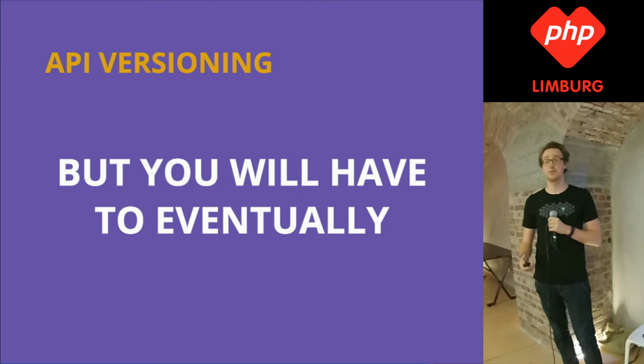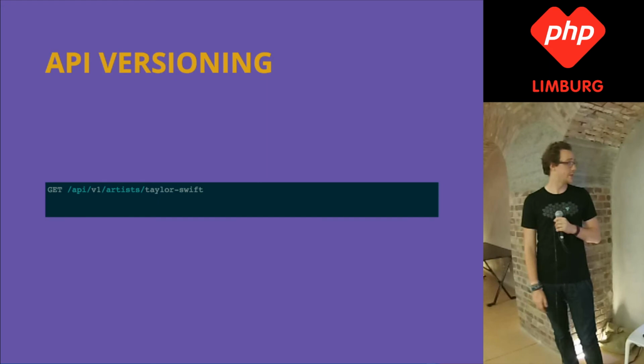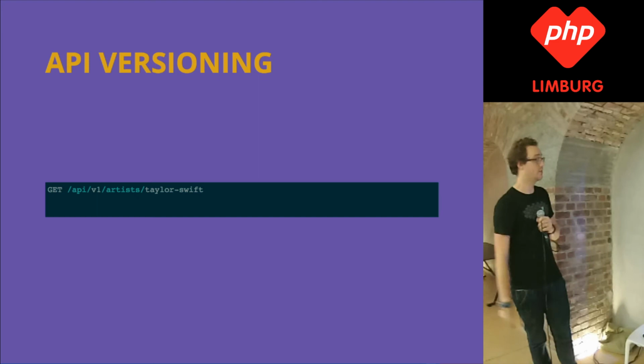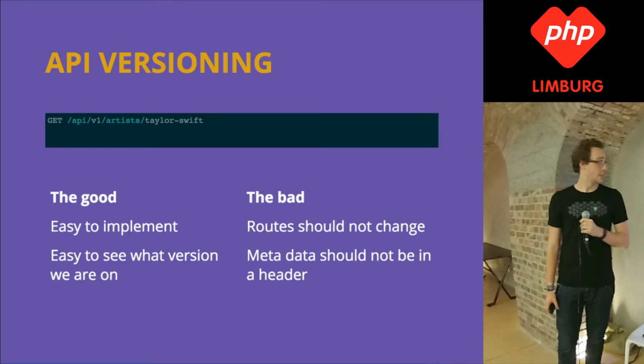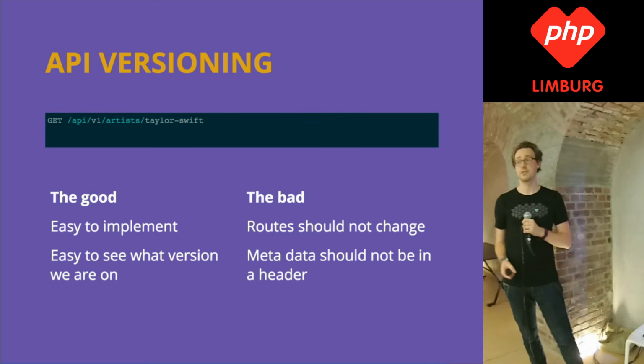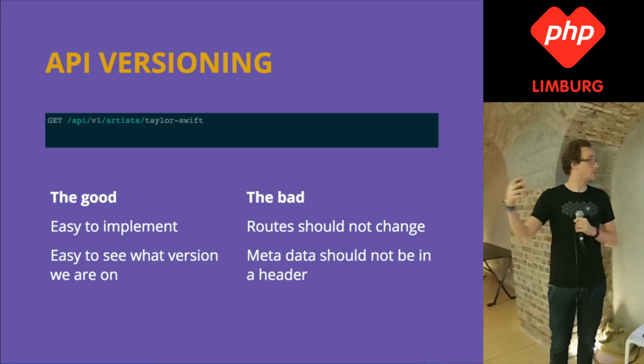Well, okay, there are solutions for that. This is the most commonly used one. We tag along a V1 after our API and then just go our merry way. The good here is that it's easy to implement. You can just paste your endpoint to another one, and everybody's happy. You can just click it and stuff.